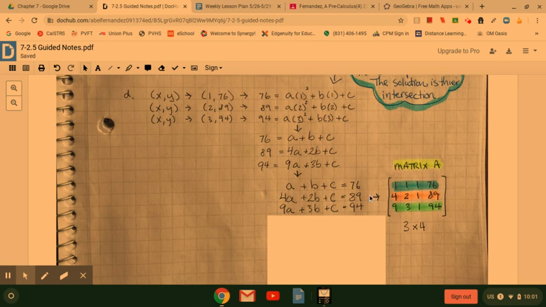4, 2, 1, 89. 9, 3, 1, 94. If the coefficient isn't shown, then it is 1.